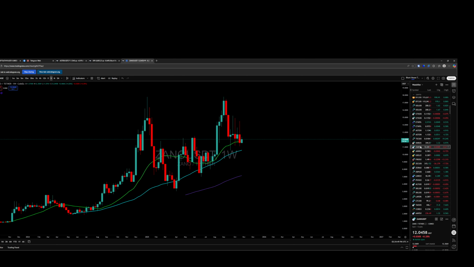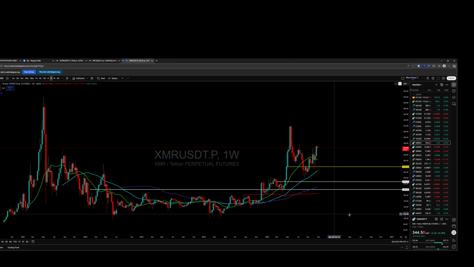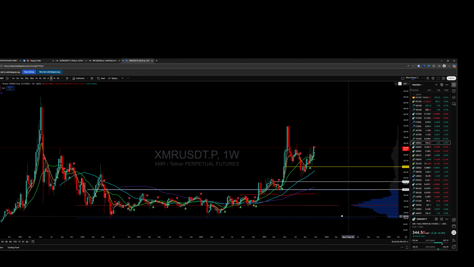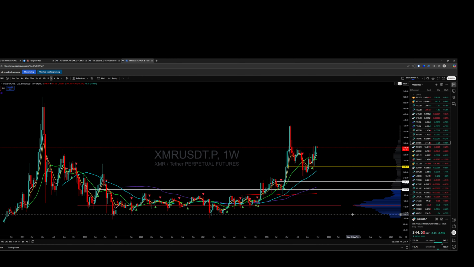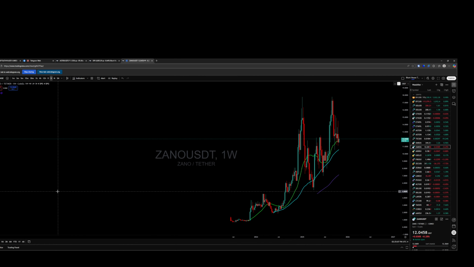Some, like Monero, have been around for a long time, right? There's the Monero chart. We've looked at this a lot, obviously, because we've got it marked up, but it's getting a bid again. And the other one is Xano, another one of these privacy coins.